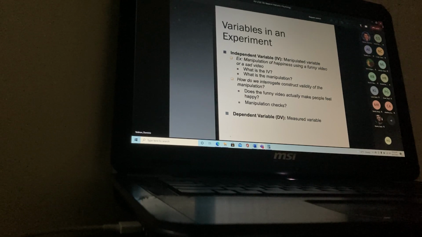When we're doing an experiment, we want to be questioning the construct validity of the manipulation, which is, does the manipulation actually impact what we think it's impacting? So is it manipulating what we intend to manipulate? And sometimes that's where manipulation checks will come in. A manipulation check is something that you're measuring in the experiment, in addition to whatever your research question is, to get a better sense of whether your manipulation actually worked.